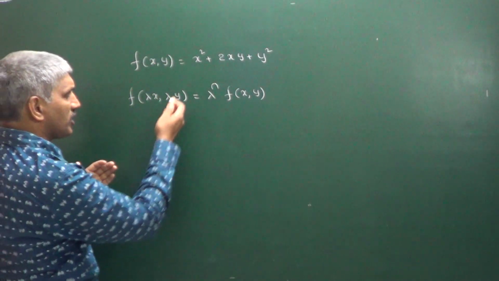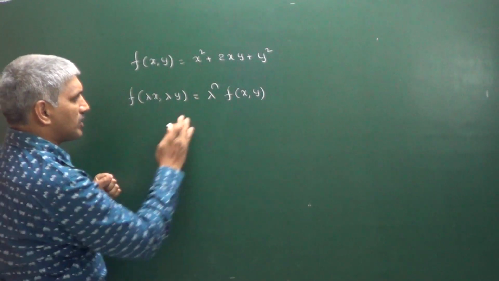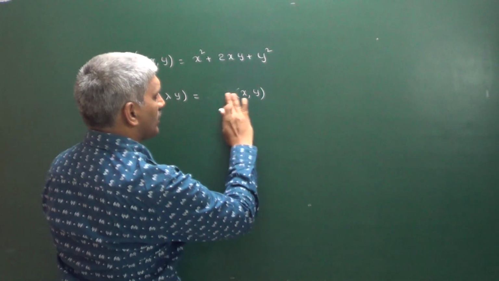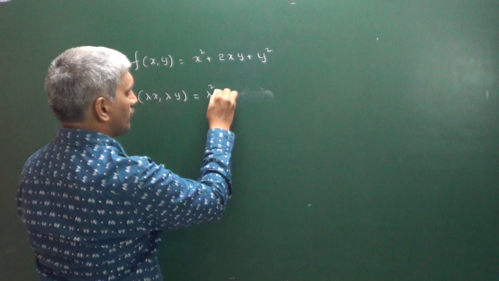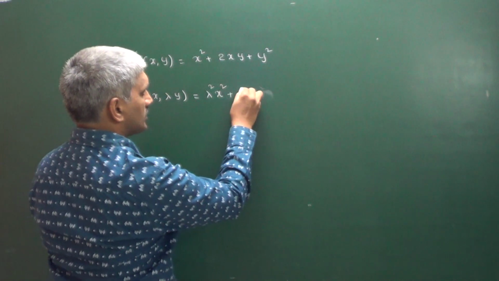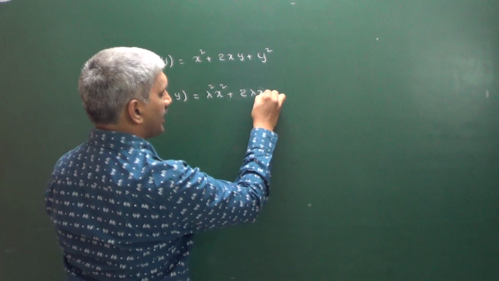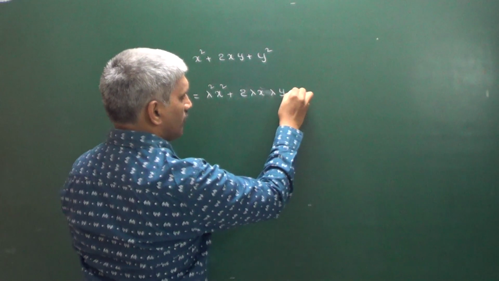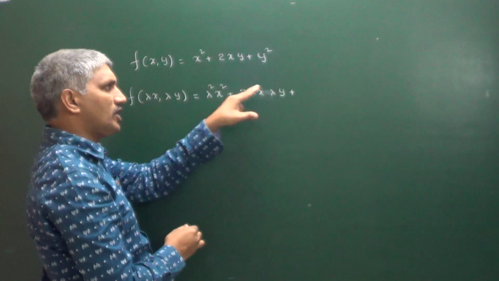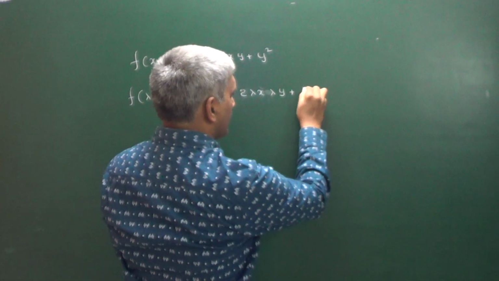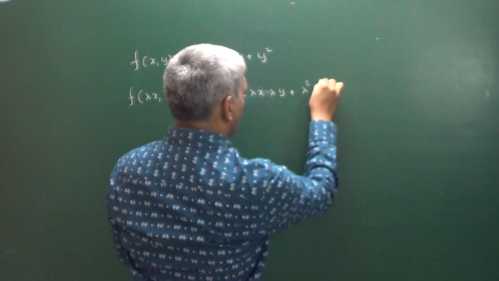Observe there, find out f(λx, λy). Then what will we get for f(λx, λy) here? We will get λ²x² + 2 into λx into λy. Wherever x is there we are writing λx, wherever y is there we are writing λy, and then λ² into y².